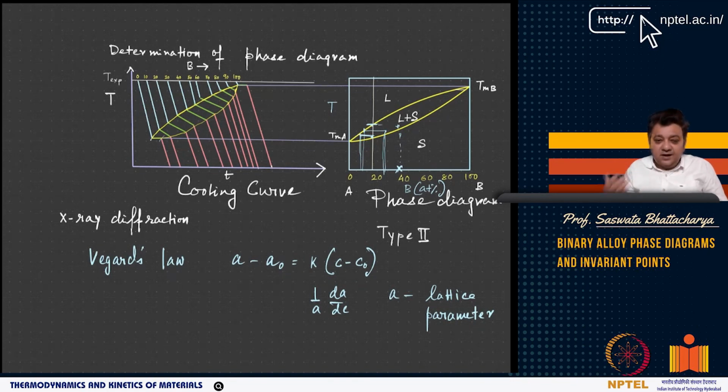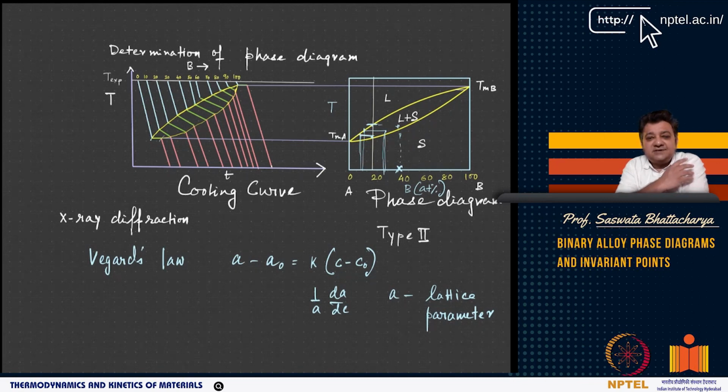Okay, now there is another method which is called X-ray diffraction. It becomes easier to use X-ray diffraction not in the case of liquid to solid transformation, but in the case of solid to solid transformations. Say, for example, you have an alpha phase and a beta phase, and a separating alpha plus beta region. In X-ray diffraction, we look at these different solutions and measure the lattice parameter. Now there is something called Vegard's law.